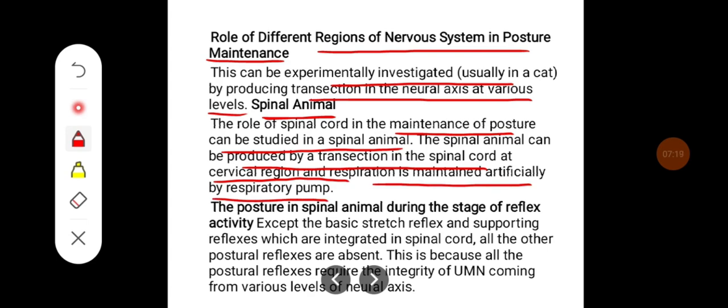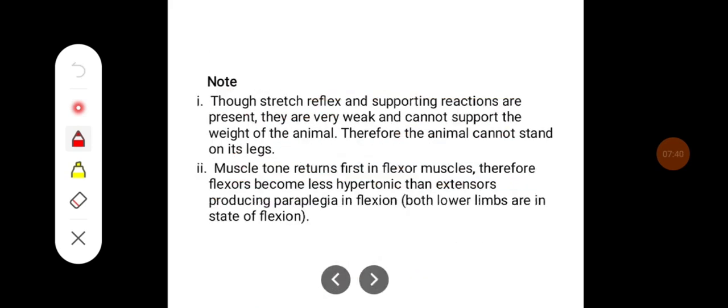The posture in the spinal animal during the stage of reflex activity. Except the basic stretch reflex and supporting reflexes, which are integrated in the spinal cord, all other postural reflexes are absent. This is because all postural reflexes require integrity of upper motor neurons coming from various levels of the neural axis. Though stretch reflex and supporting reactions are present, they are very weak and cannot support the weight of the animal. Therefore, the animal cannot stand on its legs.